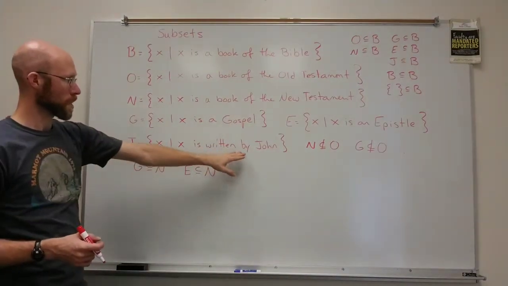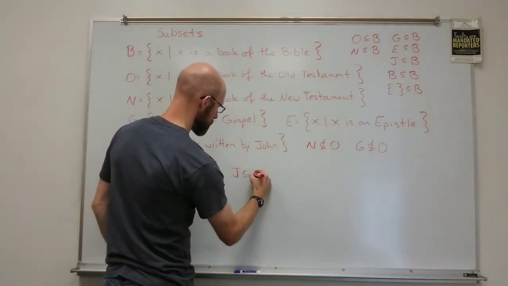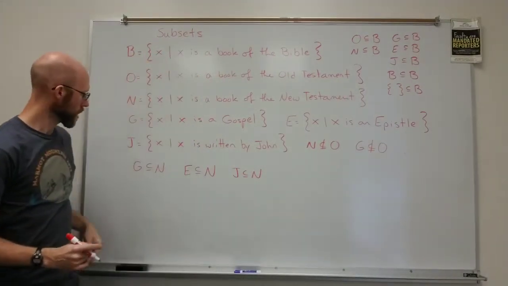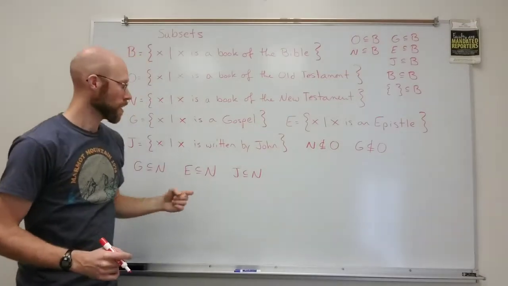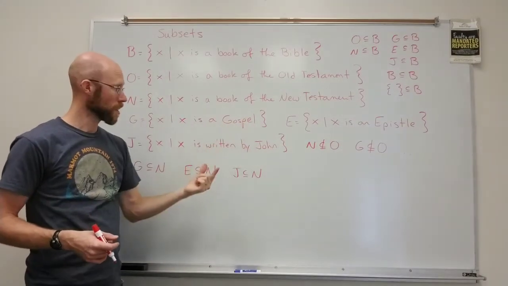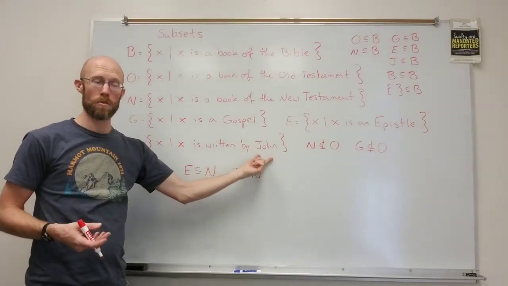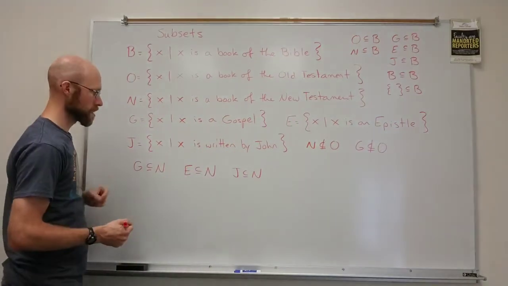All of the books written by John are definitely in the New Testament. So J is a subset of N. But now let's look at J as pertains to G and E. John did write a gospel, the book of John. But the other four books that he wrote are not gospels. So J is not a subset of G.